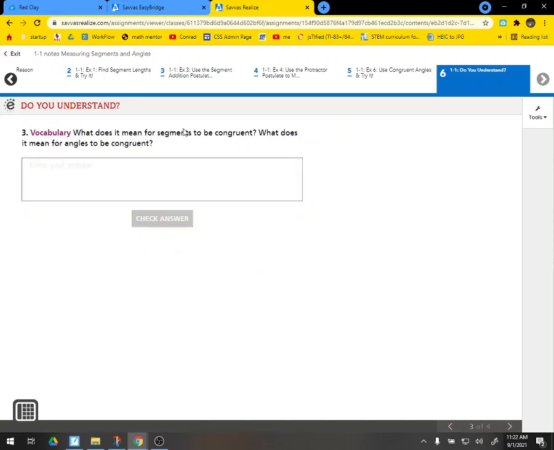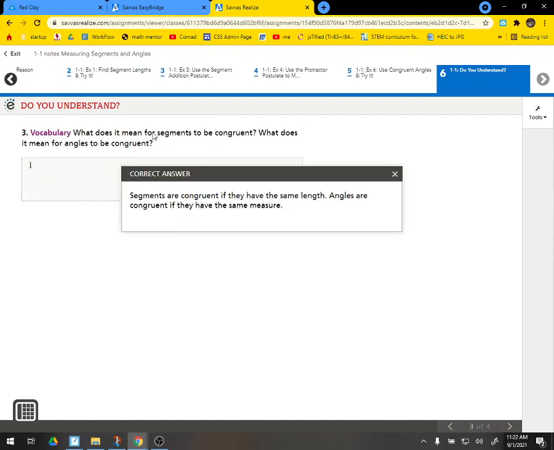Vocabulary. What does it mean for segments to be congruent? What does it mean for angles to be congruent? Right? It means that they're the same, right? That they're equal to each other, same length, same measure. Yep.